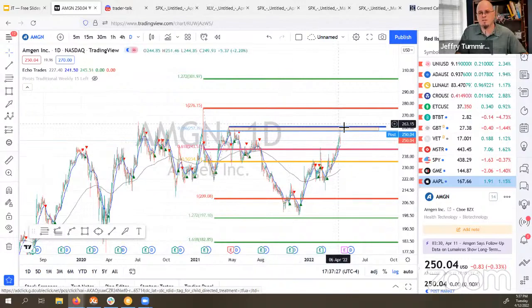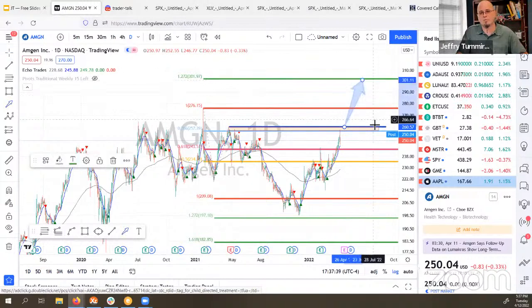We get up through that 261, then we can see a run out to 300 on AMGN. So got to see it move up through there, get a daily close up there, about 300 or say 260, 250. So, you know, something up in there, something above 260, 250. Get a daily close up there. We can see a run out to 301.